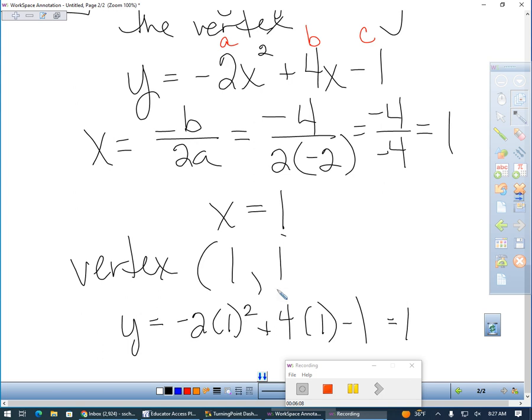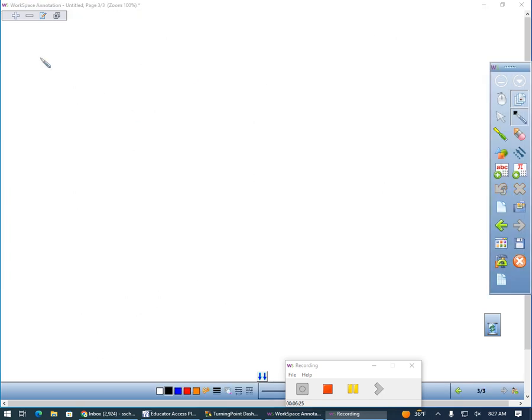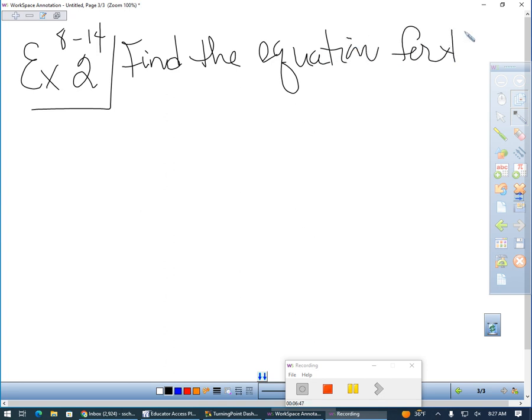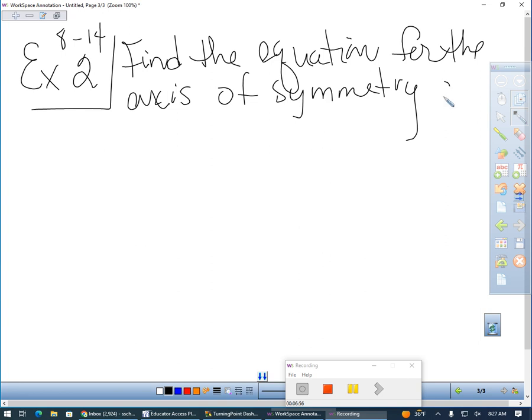We haven't even done anything yet. All right, here we go. Example number 2. We're going to do the same thing. And again, this is all you're going to have to do for 8 through 14. Find the equation for the axis of symmetry. And find the vertex.